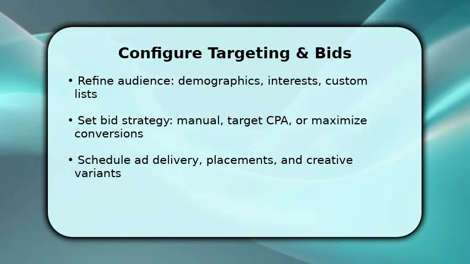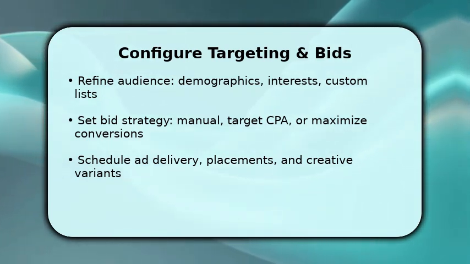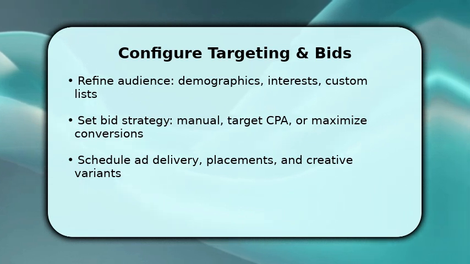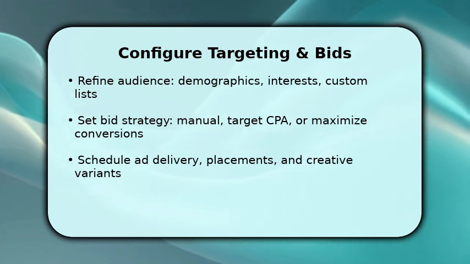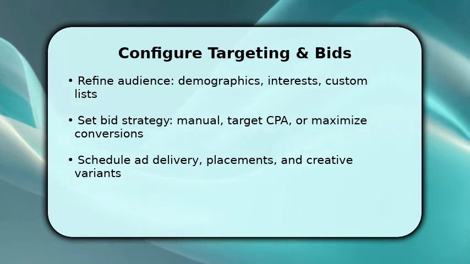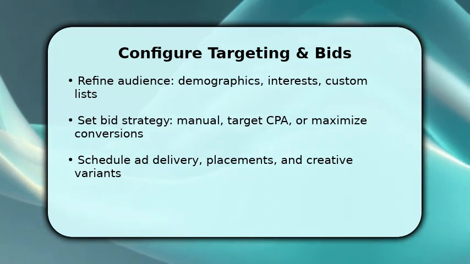Once your campaign shell exists, you refine the targeting and bidding to steer performance. You layer demographics and interests and import custom lists for higher intent. This narrows waste and improves ROAS. Then choose a bid strategy. Manual gives control, target CPA optimizes for cost per action, maximize conversions drives volume, because strategy affects delivery speed and spend.